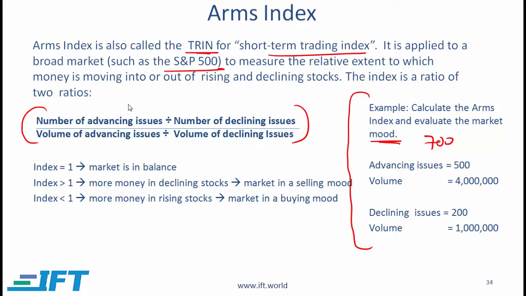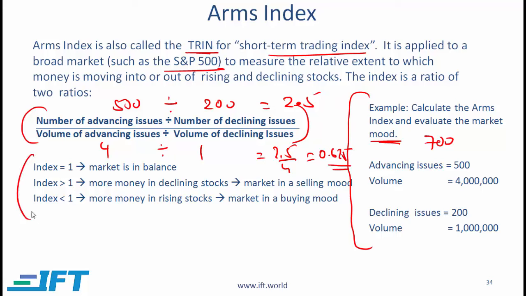So over here the numerator would be 500 divided by 200, which is equal to 2.5, and the denominator is the volume of advancing issues divided by volume of declining issues. In our particular case, that is 4 million divided by 1 million. So our ratio of ratios is equal to 2.5 over 4, which is 0.625. Is this a bullish or a bearish sign?